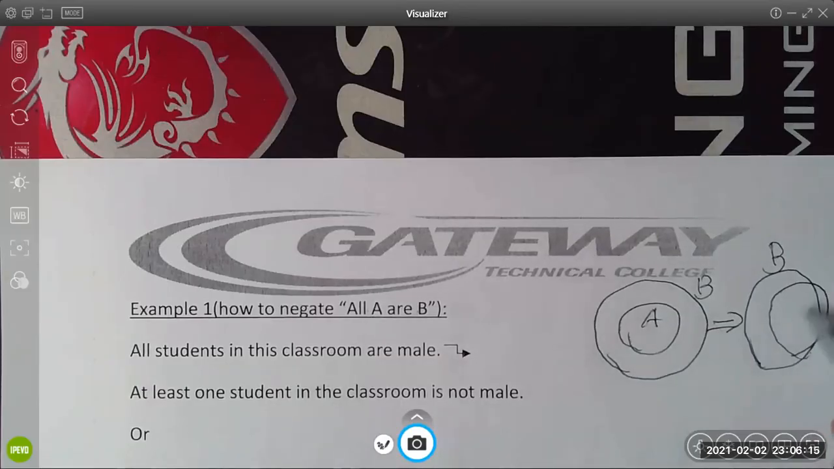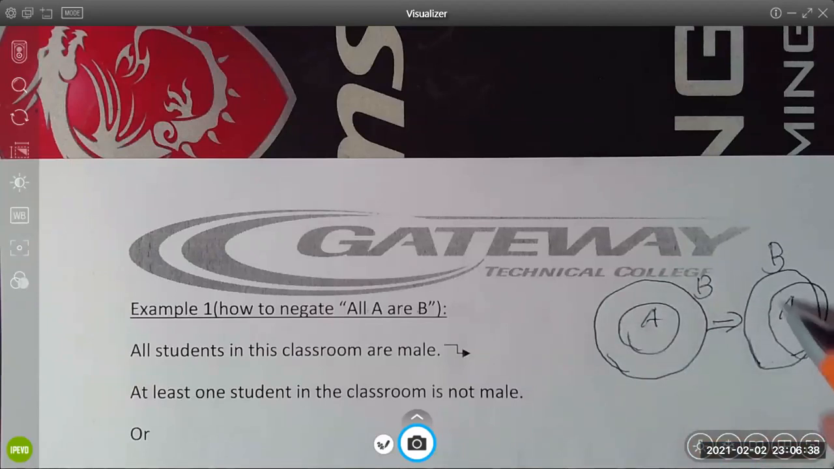You see that? This is A. Now, since there's a tiny bit of A that comes outside B, you cannot claim all A are B anymore. So if you say all A are B, that's wrong. That's negation, because you have this part that is not in B. That means this part negates this whole thing. It's not this part of A.